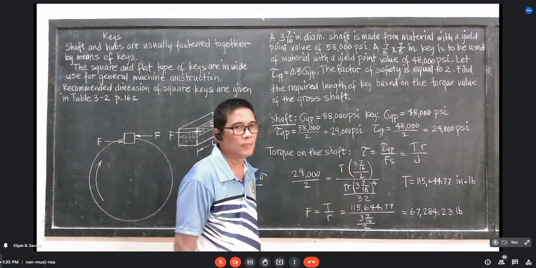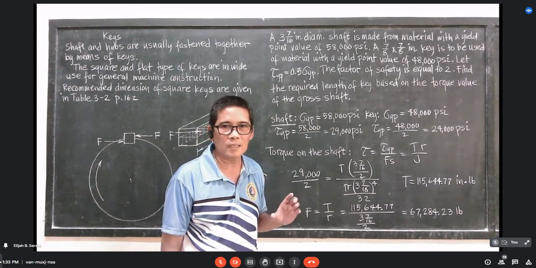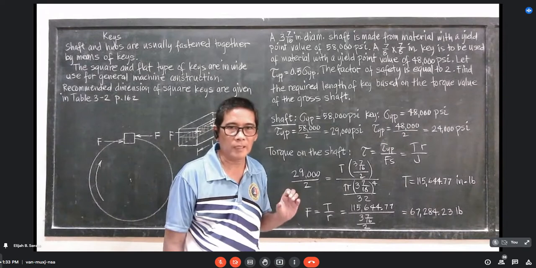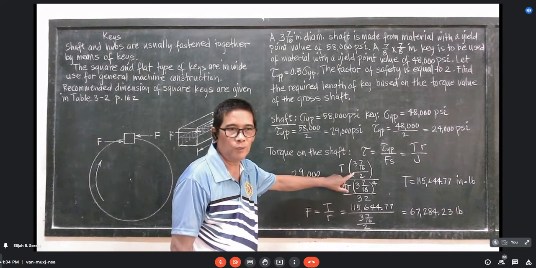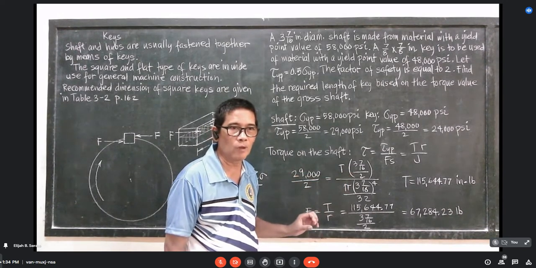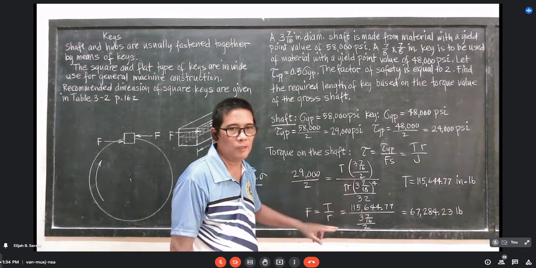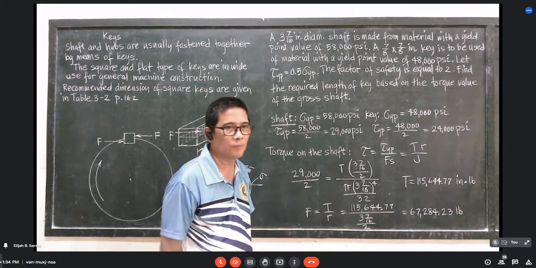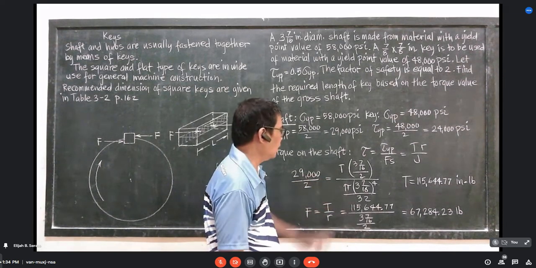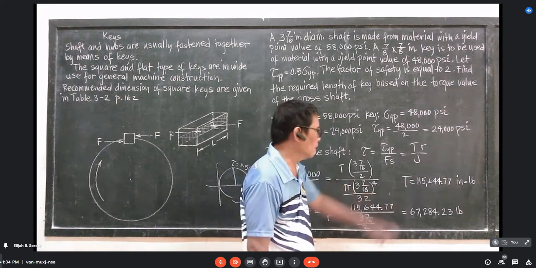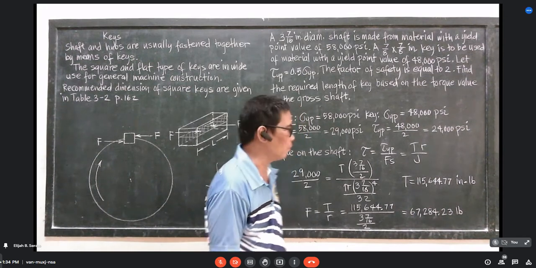R here should be the outermost, the maximum shearing stress that the shaft can take. And it is on the outermost surface. So R is the radius. If you go inside, your R there will be smaller. So your stress there will also be smaller. So your R here is the radius from the center to the surface of the shaft. Okay, so we can solve for T. Apply your algebra, you can solve for T at 115,644.77 inch-pound.